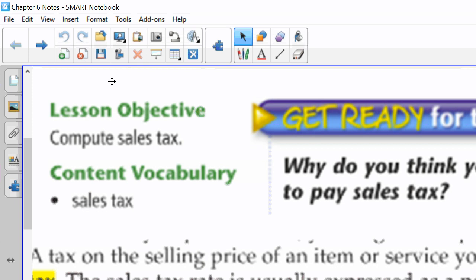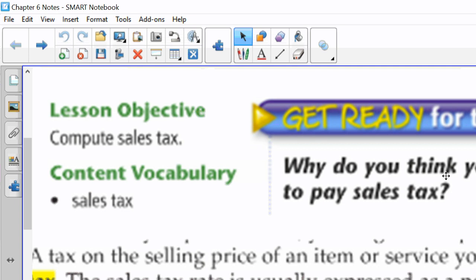All right, well, let's review what a sales tax is. It's a tax on the selling price of an item or service you purchase. So go ahead and in your notes fill in sales tax in the gray box.